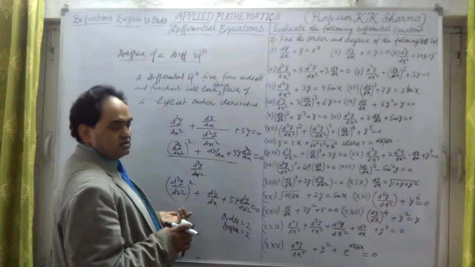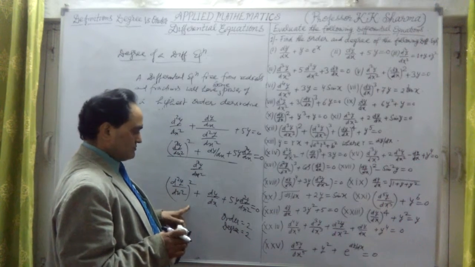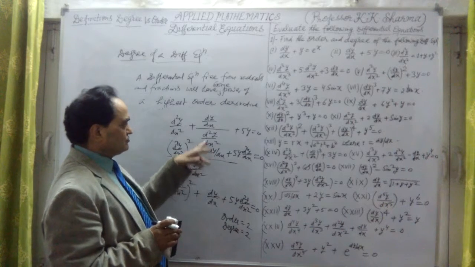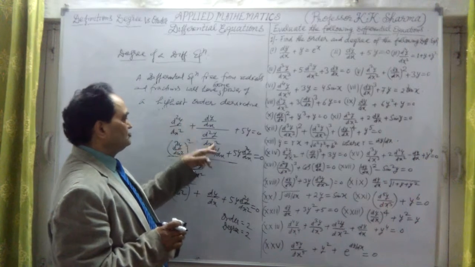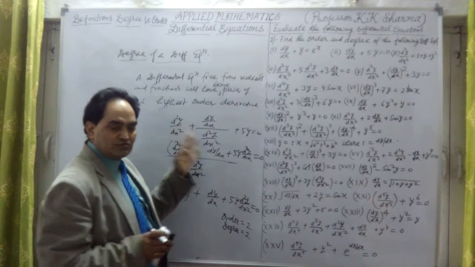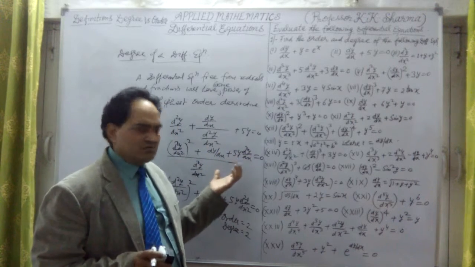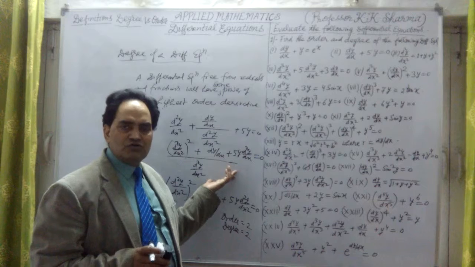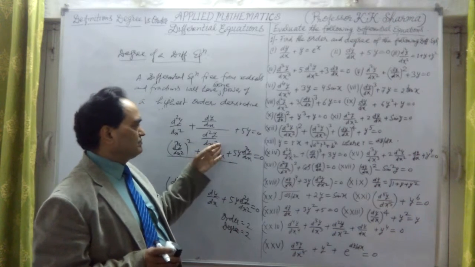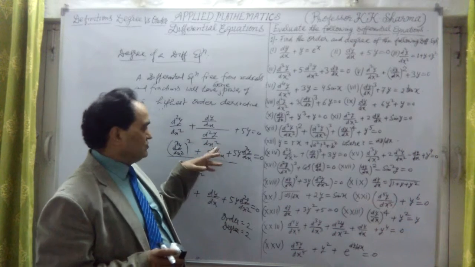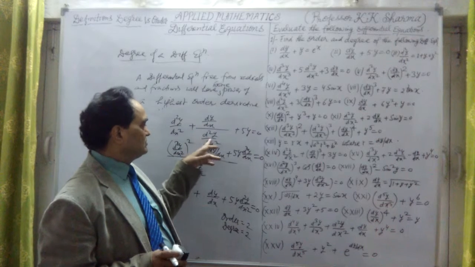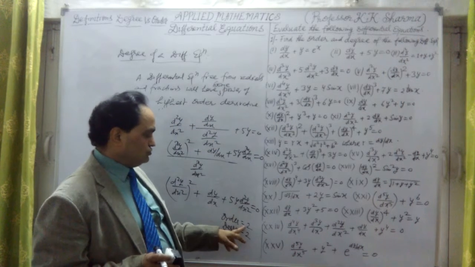Order is undoubtedly 2. Even if we could express this in terms of polynomials, the order was 2 here. So in case of order, we may convert that into polynomial or may not convert, but the order will remain the same; the order cannot be changed. The highest order derivative is 2 here, so the order is 2.